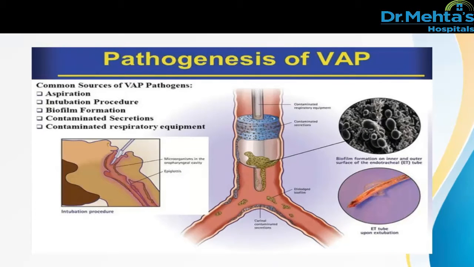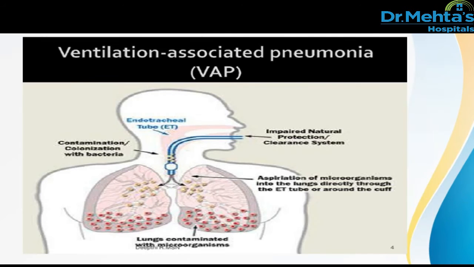Now let's see the pathogenesis of VAP. The pathogenesis of ventilator associated pneumonia usually requires two important processes to take place. One is bacterial colonization of the aerodigestive tract, and another one is the aspiration of contaminated secretions into the lower airway.